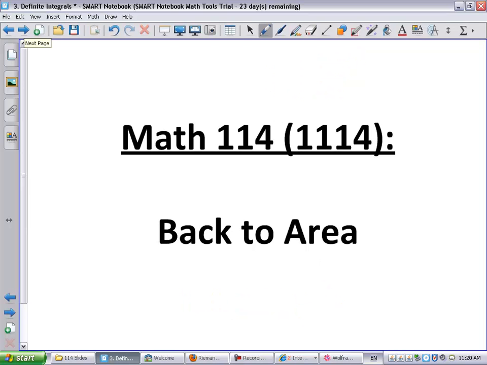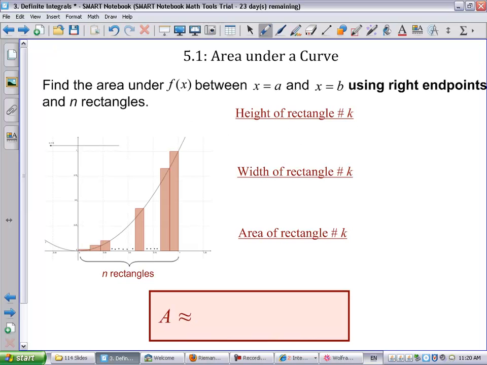All right, so we're going to be talking more about area today, as you might have guessed. What we talked about last time, if you remember, is we're trying to find an area under a curve, and we had divided it up into rectangles, and we found the area of each rectangle by finding the height and the width, and then multiplying them together to find the area, and then adding up the areas of all the rectangles, which is what the sigma notation told us.